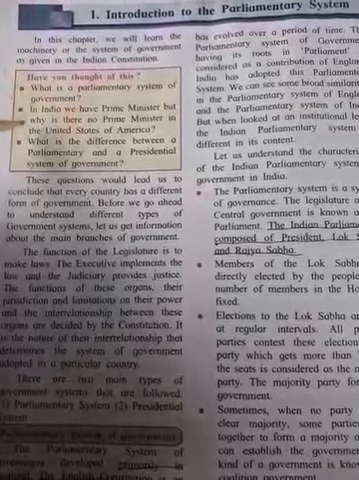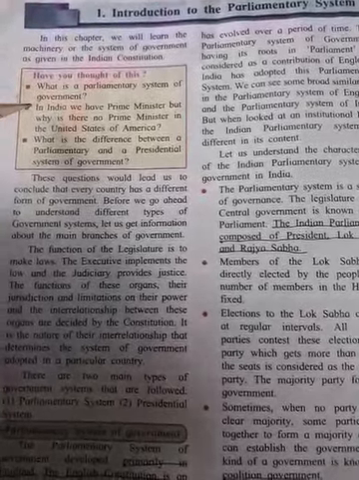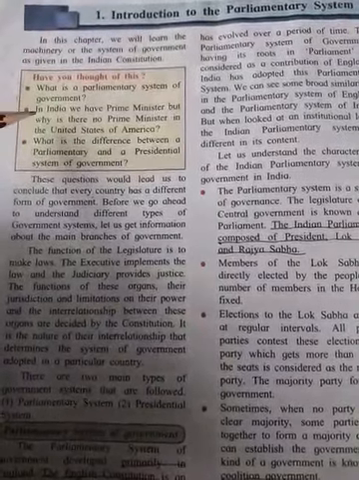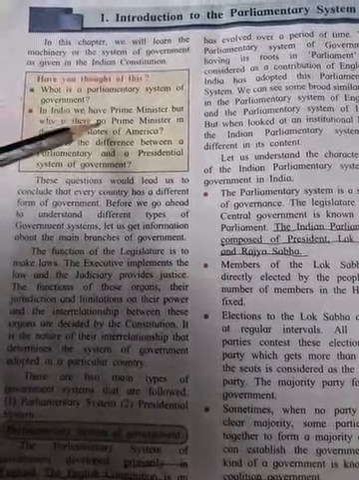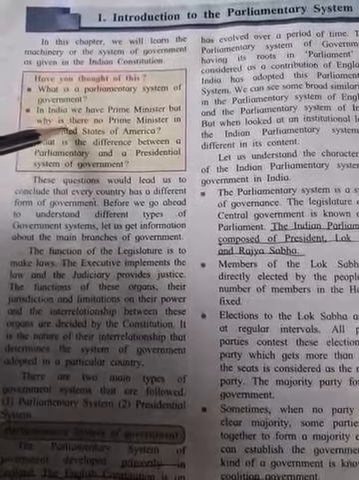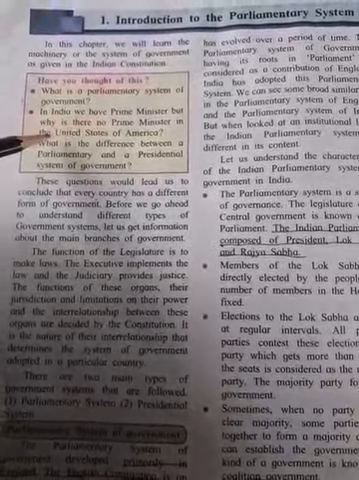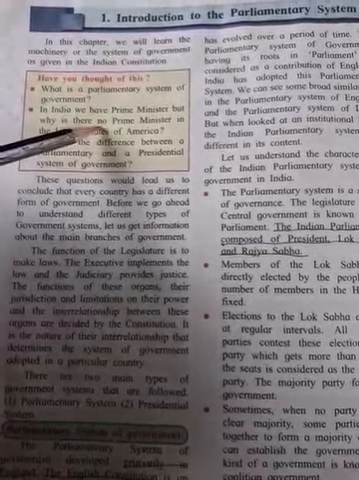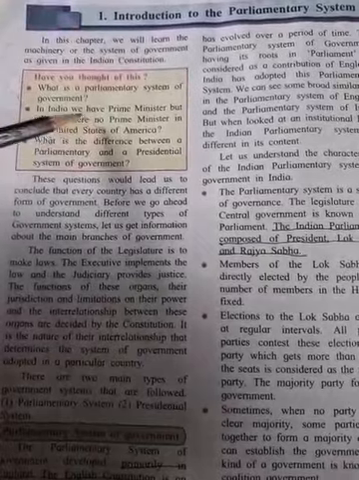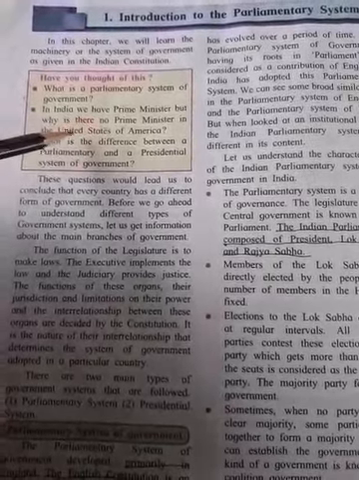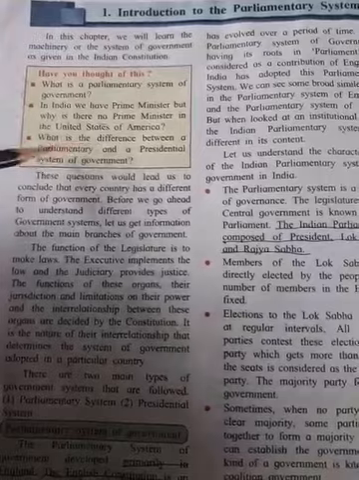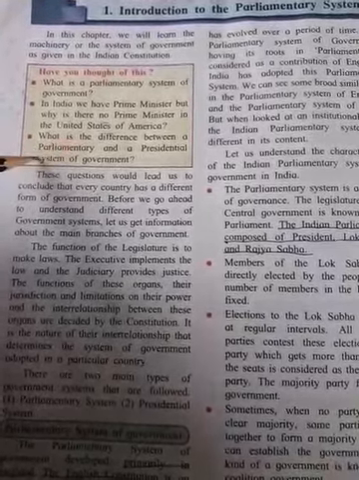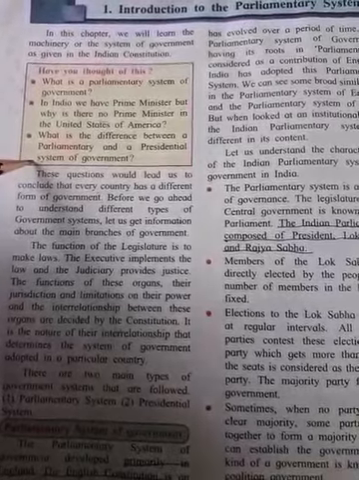But after the lesson we will discuss this question also. Before that you have to think about these questions. In India we have a prime minister, but in the United States of America there is no prime minister, only the president is there. Why? What is the difference between a parliamentary and the presidential system of government? You can answer these questions easily after the lesson.